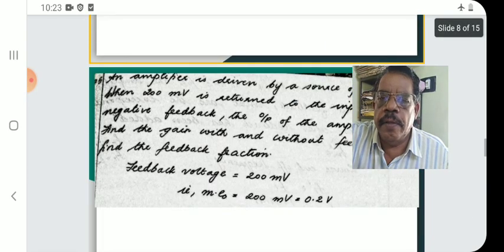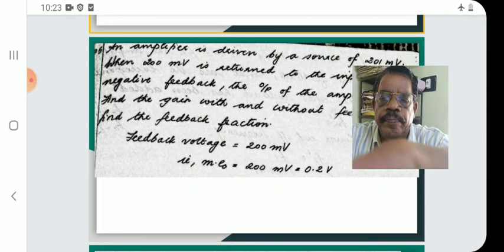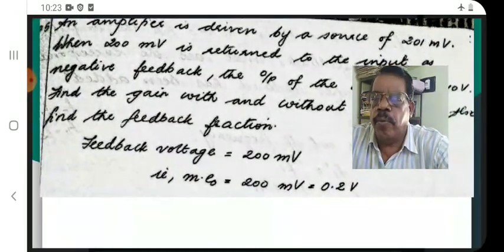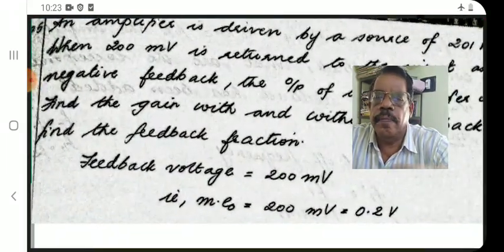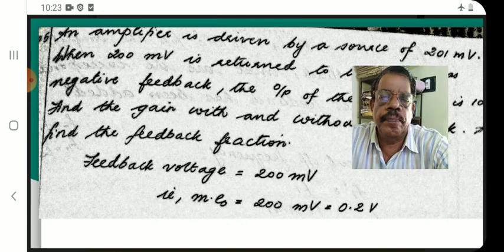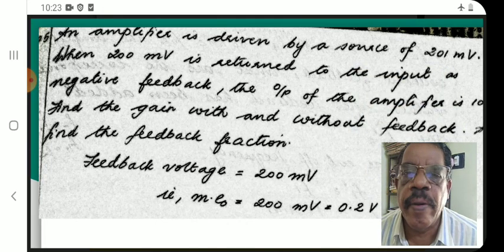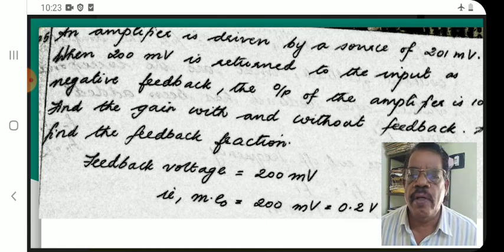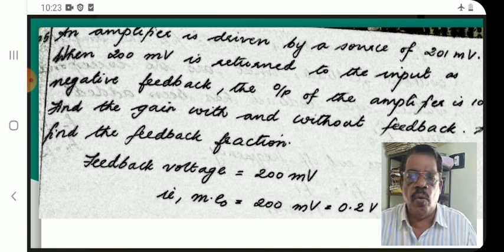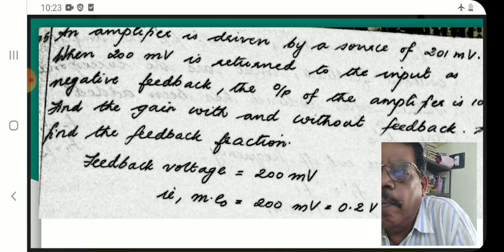Next question. Another important university question. An amplifier is driven by a source of 201 millivolt input.